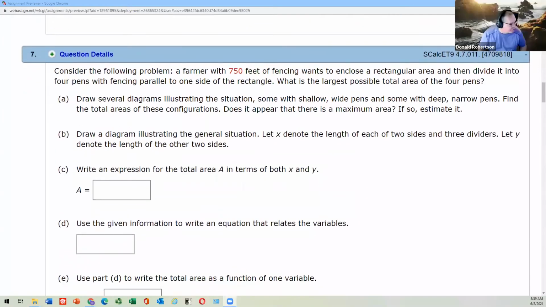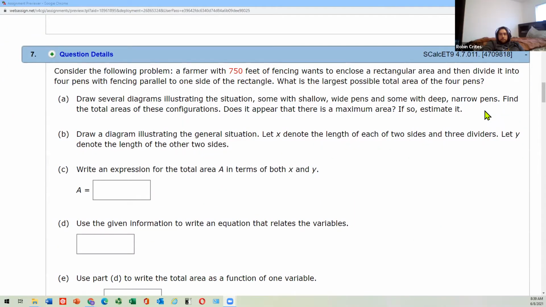Okay. Too much to just read it to you. Let me show you. Hopefully you're looking at question 7. Can you see it on the screen? Am I sharing it? Yeah, you're sharing it.